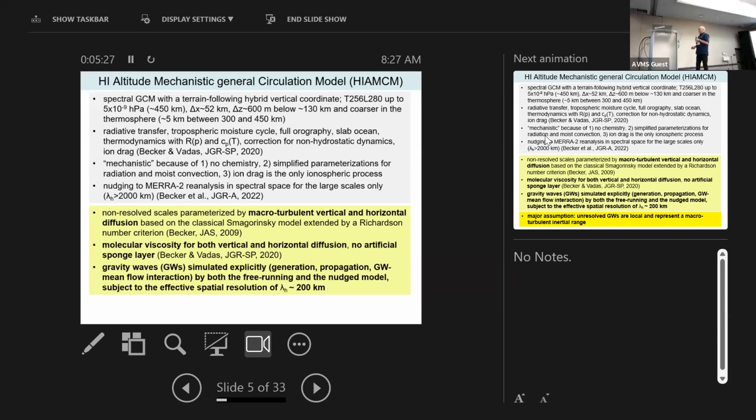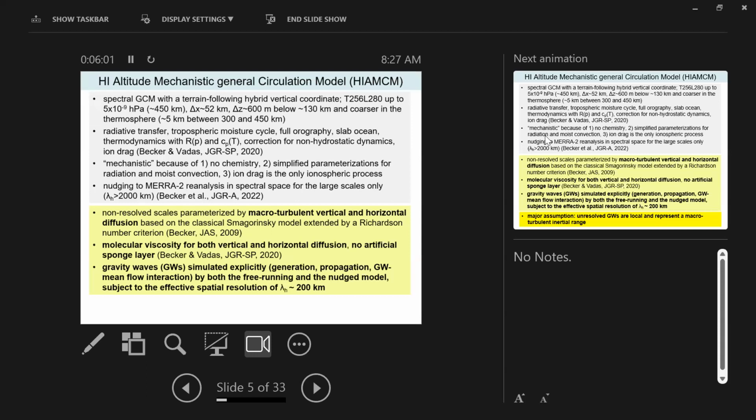What's special about the HIMCM is that the non-resolved scales are parameterized by a physics-based scheme for macroturbulent vertical and horizontal diffusion. So the idea is, if you want to have a gravity wave resolving model, a high spatial resolution is necessary, but by no means sufficient. What you need in addition is a parameterization of the non-resolved scales, because you always have the nonlinear interaction of the resolved waves, and you have a forward energy cascade that has to be balanced in one way or another.